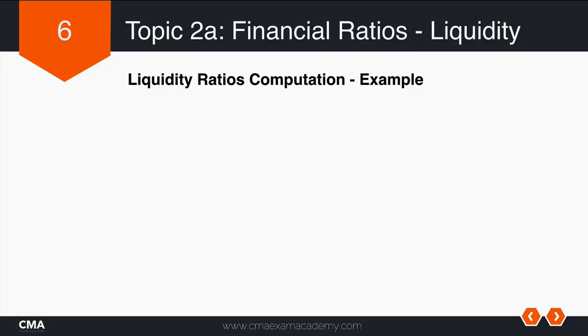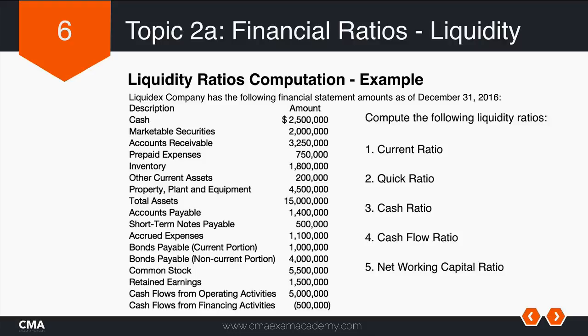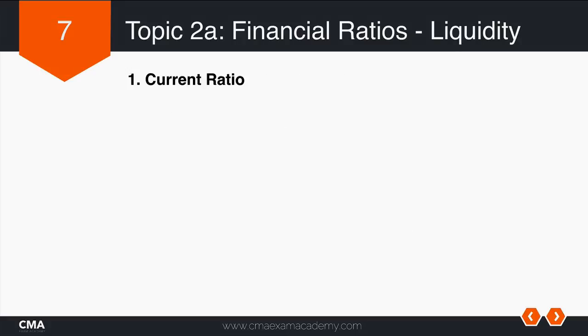In this discussion, we will use the following problem. Liquidity Company has the following financial statement amounts as of December 31st, 2016. We will practice computing the current ratio, quick ratio, cash flow ratio, and the net working capital ratio using the information of Liquidity Company. Let's start with the most basic liquidity ratio, the current ratio.